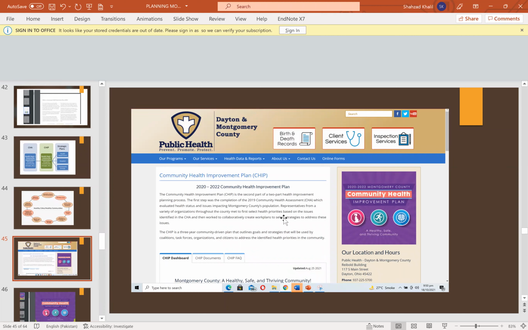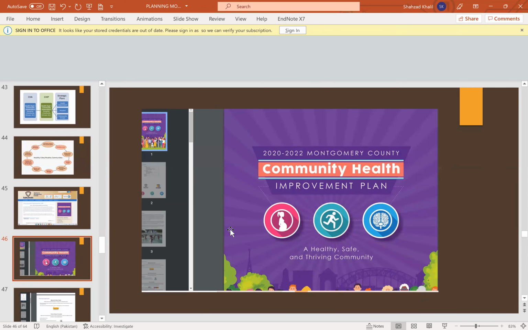Then the Community Health Improvement Plan, CHIP, is 2020 to 2022. It is the second part of the two-part health improvement planning process. The first step was completion of the 2019 community health assessment, which evaluated health status and issues impacting the Montgomery County population, with representatives from a variety of organizations throughout the county. So in 2019 the community health assessment was done, and after that CHIP was introduced for 3 years: 2020, 21, and 2022. It was the Community Health Improvement Plan for a healthy, safe, and thriving community.